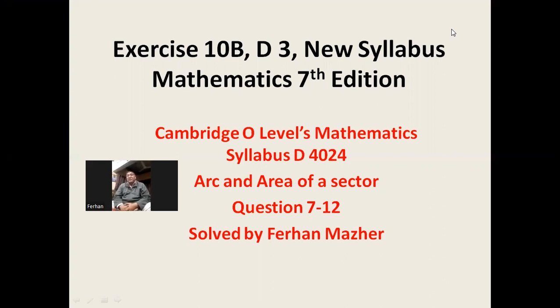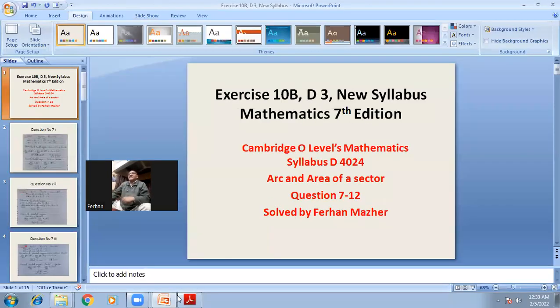You remember the formula for the arc length is theta divided by 360 times 2 pi r, and the area of a sector is theta divided by 360 times pi r squared, where theta means the angle subtended by that sector at the center of the circle. Another very important thing is the perimeter of the sector. We also find the perimeter of the sector, and we will learn how to work with this. So, without delaying further, let's start this exercise.